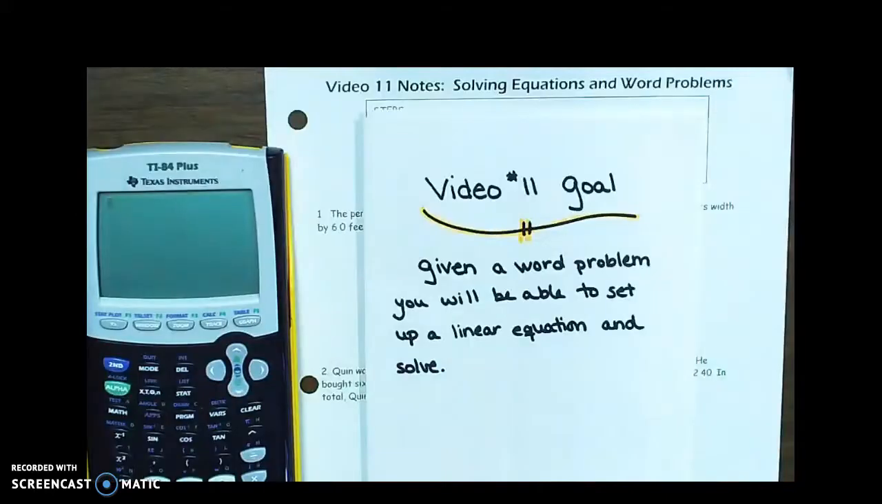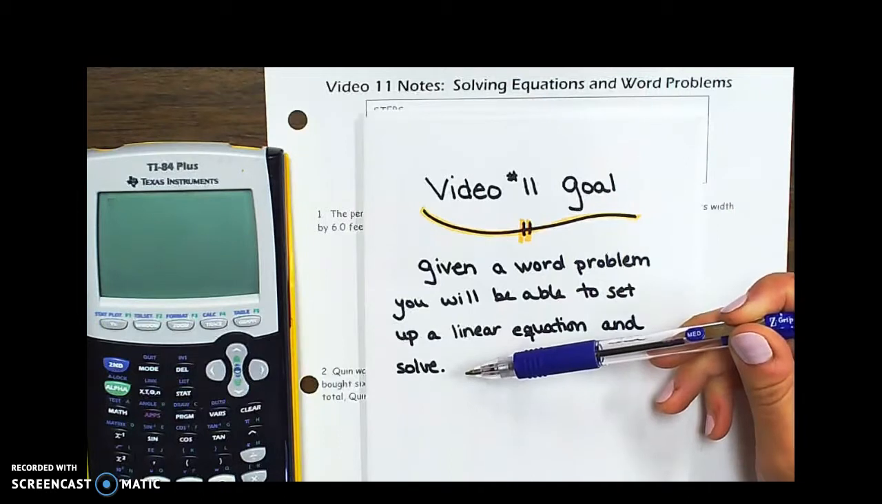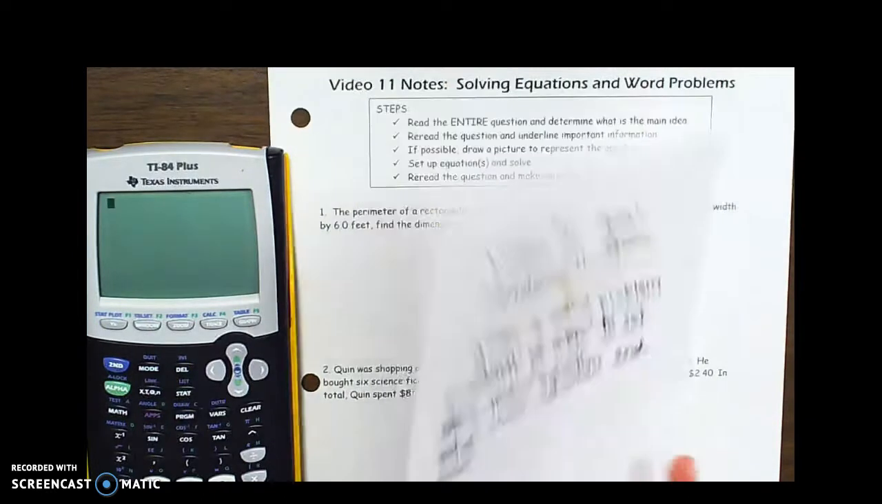We've got video number 11. Our goal today, given a word problem, you will be able to set up a linear equation and solve. So let's go ahead and take a look here.